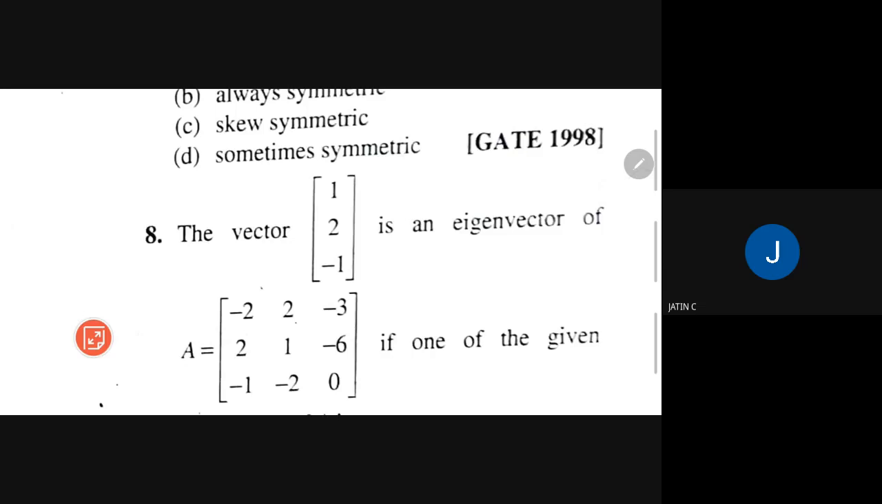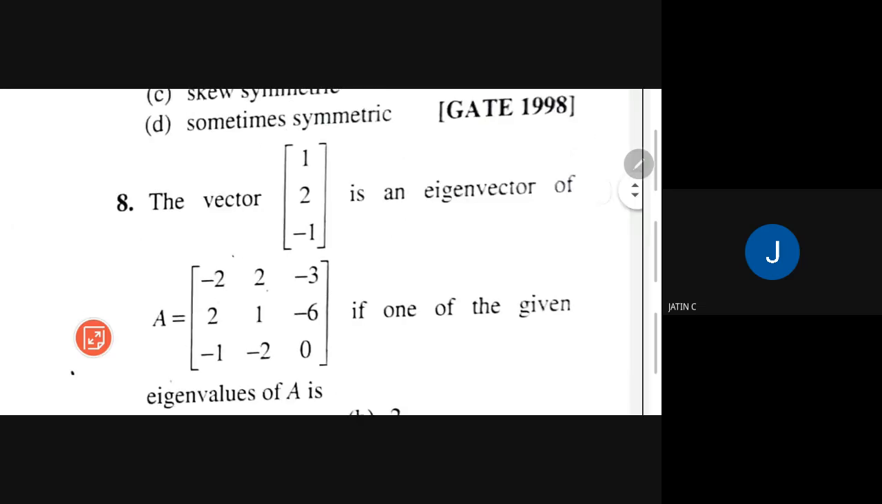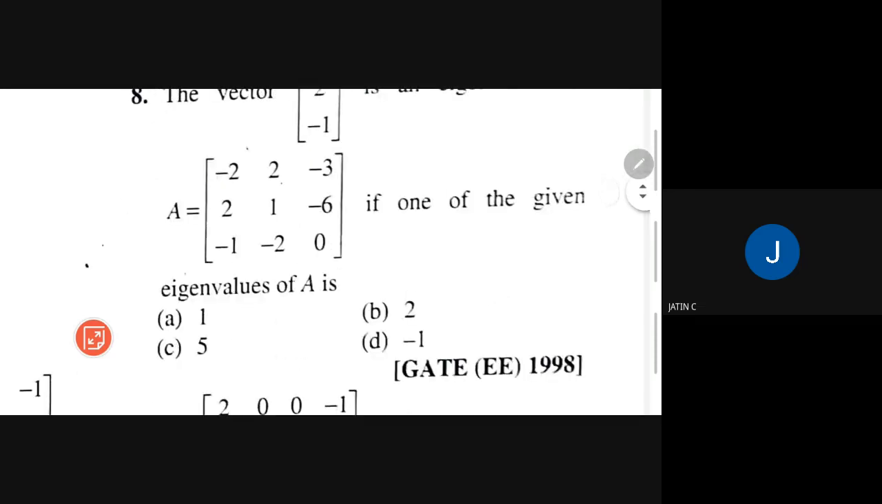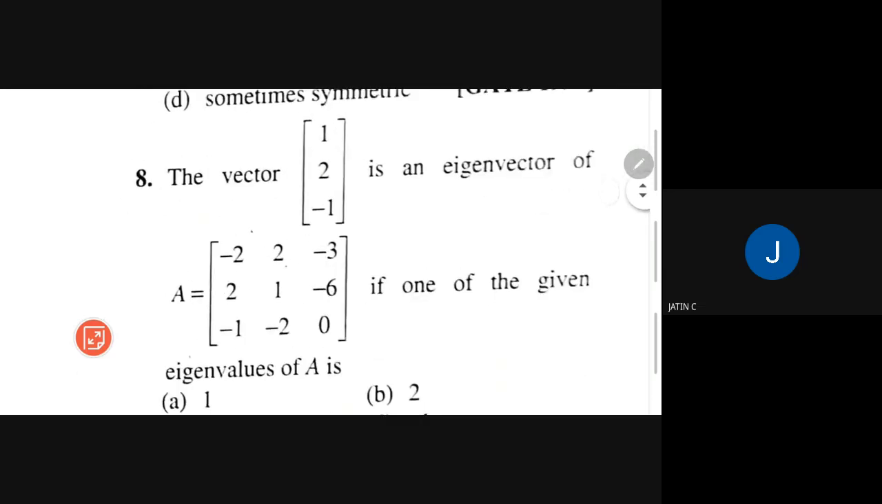The vector 1, 2, minus 1 is an eigenvector of A if one of the given eigenvalues is. Okay, good. I think if one responds to this question, it is good. How will you do this one? Can anyone unmute your microphone and tell how you can do? Jatin? I think Jatin is there. Yes, sir. Can you suggest how to do this one? I am not asking you to compute. I just want an idea.